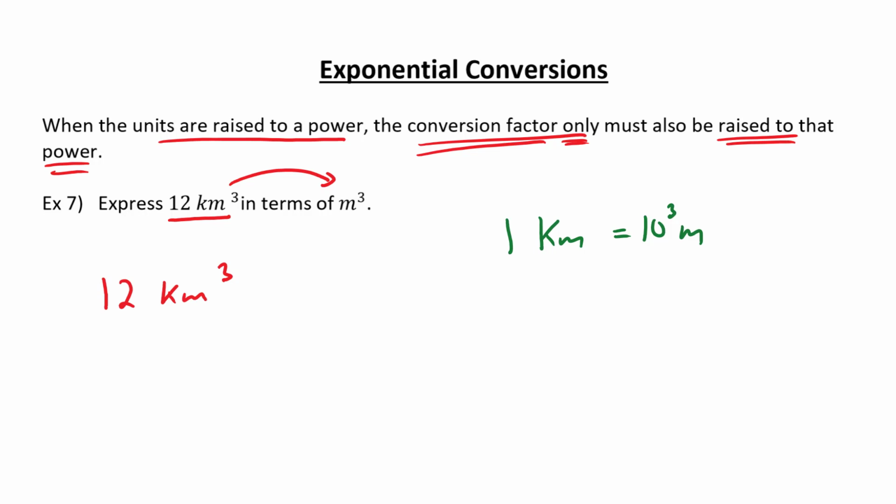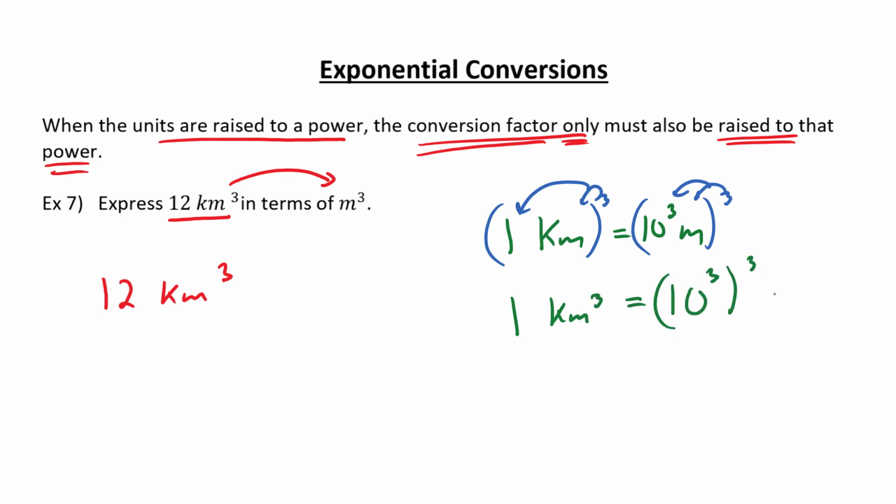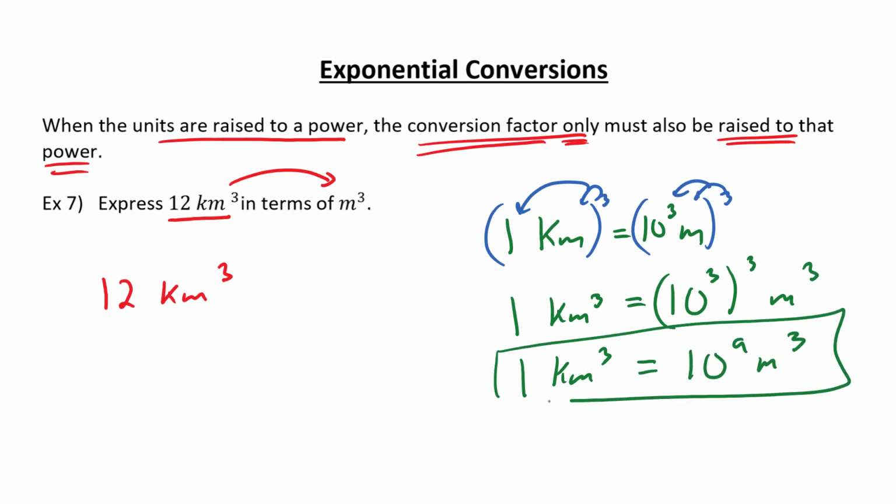Now remember, in an equation, I can do whatever I want as long as I do the same thing to both sides. So what I'm going to do is I'm going to cube both sides. Here and here, here and here. This will then give me 1 cubed is 1 kilometer cubed. That's equal to 10 cubed meters cubed. Finally, 1 kilometer cubed is 3 times 3 is 9, 10 to the 9 meters cubed. So this here is the conversion factor you're required to use when you're dealing with exponential units. Let's write that down.